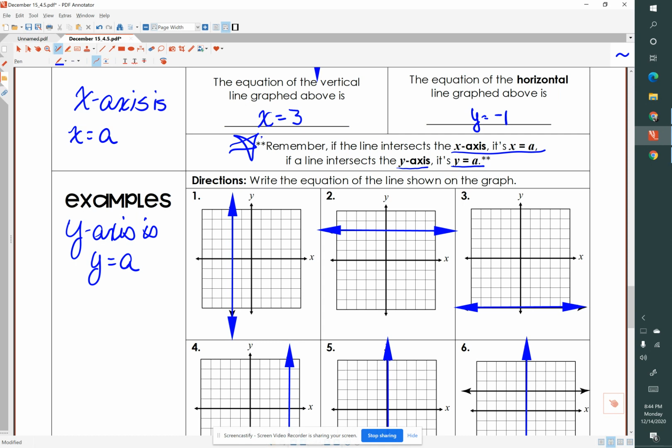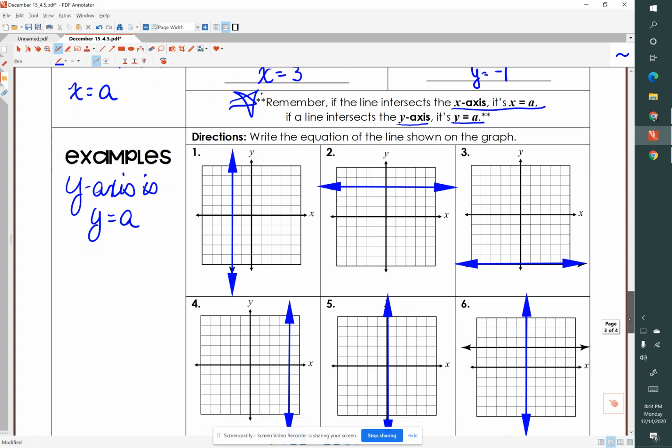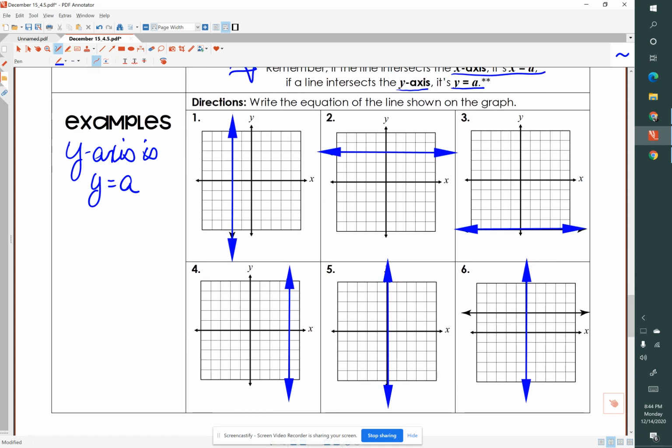So let's write the equation of these 6 graphs. So this is a vertical line, so it will be x equals, and this is the point of -2, so we can write x equals -2. Now we have a horizontal line, so that will be y equals, and it crosses the y-axis at 1, 2, 3. So that would be y equals 3.